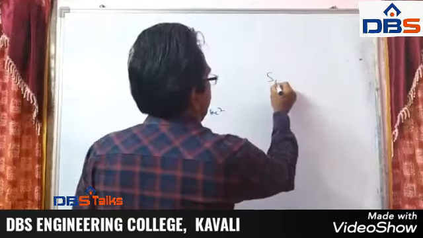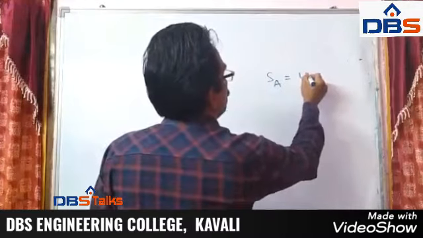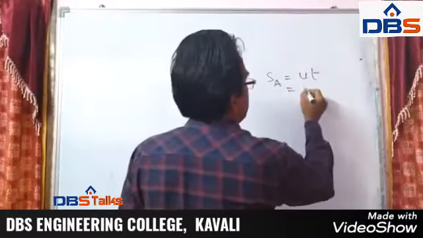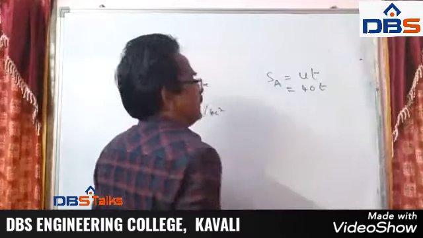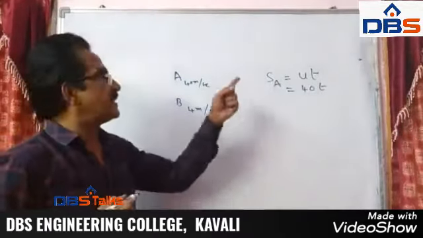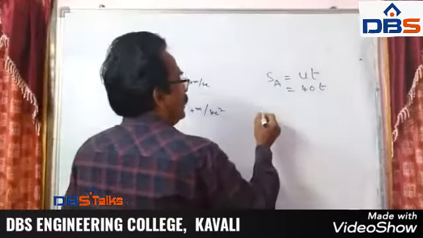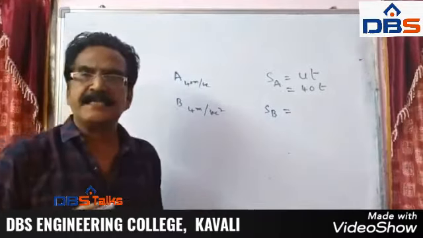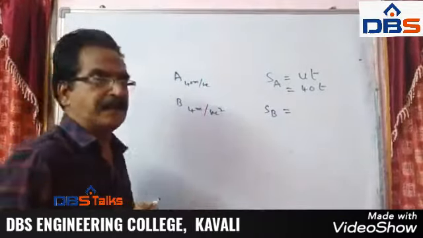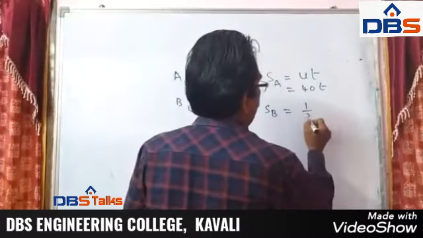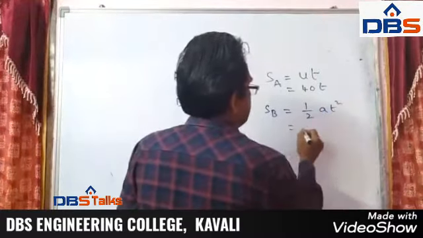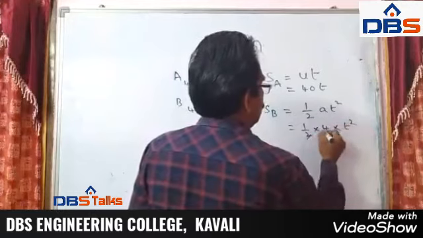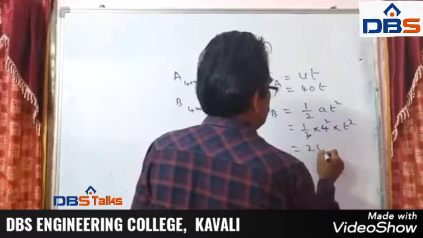See, distance travelled by A is equal to ut. u is initial velocity, given as 40 meters per second, so that is 40t. sA is equal to 40t, that is distance moved by A. Let us find sB. In case of B, acceleration is given. So the distance travelled by B, sB is equal to half at square, that is equal to half into 4 into t square, that is equal to 2t square.